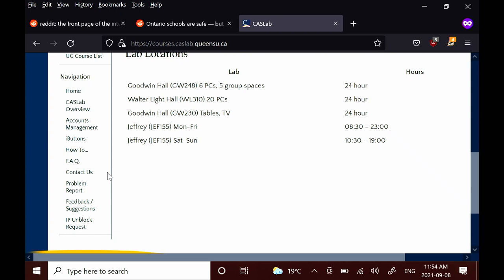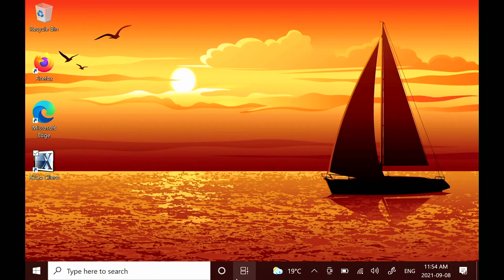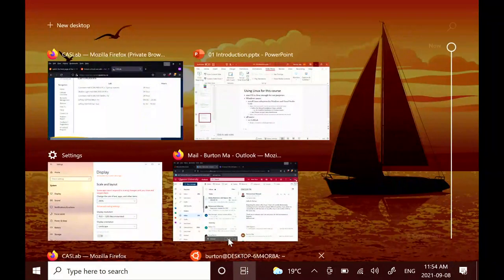If you have a problem accessing CastLab, don't email me because I can't help you. I don't have administrator privileges in CastLab. So if you go to contact us, you'll get an email address for the person you should contact if you're having trouble accessing CastLab. Profs don't have any sort of administrator access on the computing systems, which is a very good thing. You don't want your profs being responsible for your CastLab accounts.